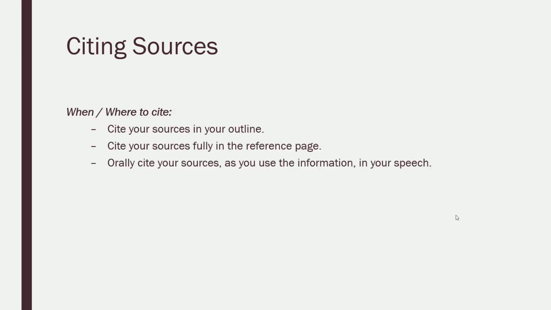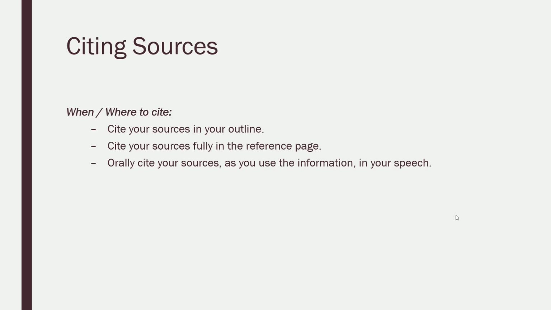So when and where you should cite your sources: sources should be cited in your outline. So you would cite right in your outline as you use a statistic, where did it come from? Put that in parentheses. You cite your sources fully in the reference page, so full source citation, so someone could go to that reference page and find your source. And you want to orally cite your sources as you use the information in your speech. So don't give a list of sources at the end of your speech.